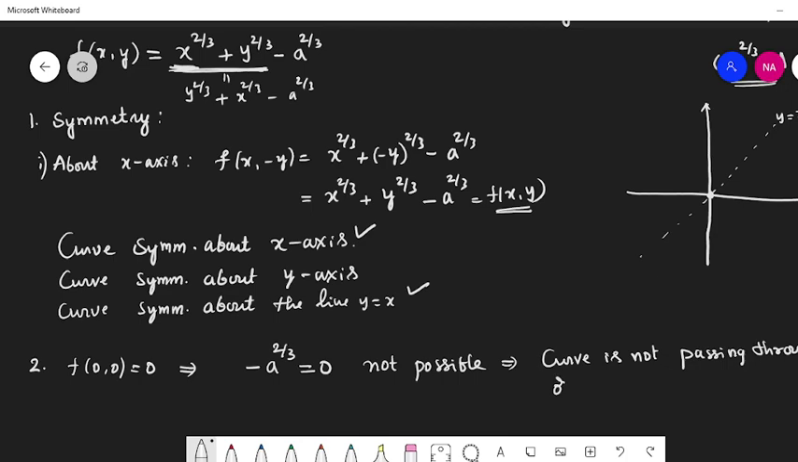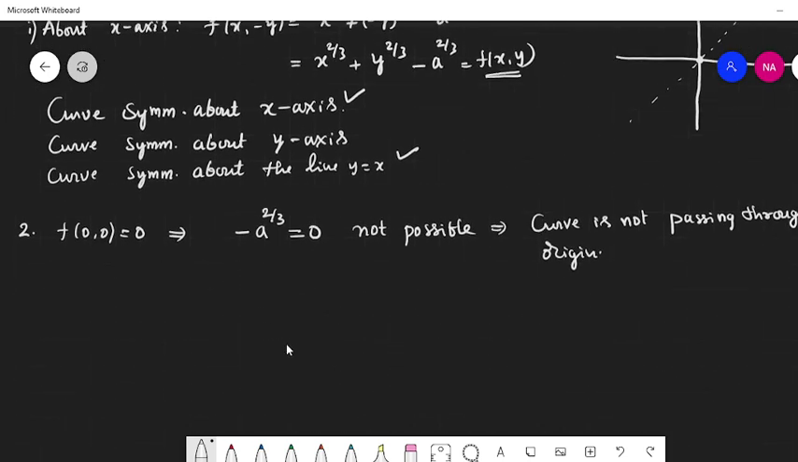The curve is not passing through the origin. So the curve will not pass through the origin. That is the first point you have to identify under special points. Next, you have to check whether the curve intersects the x-axis. For that, you have to put y equal to 0.